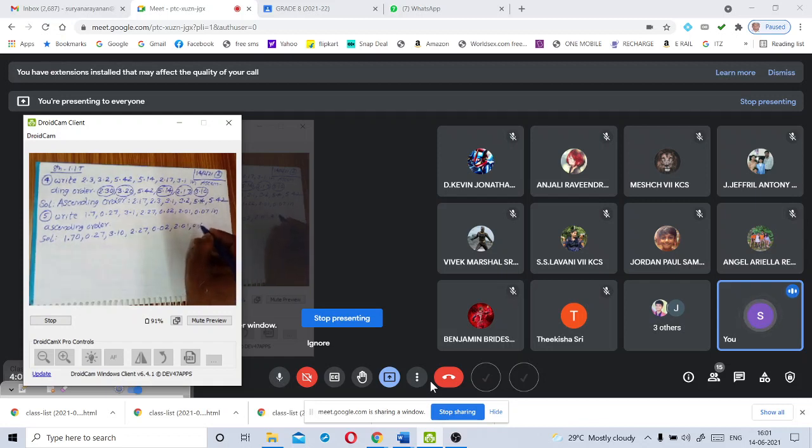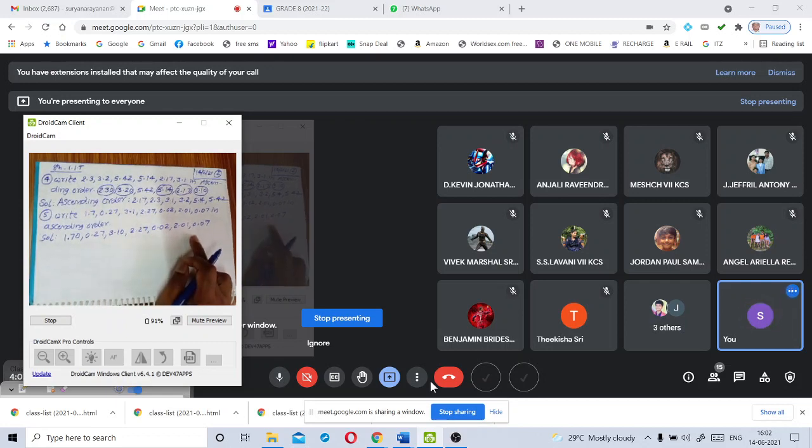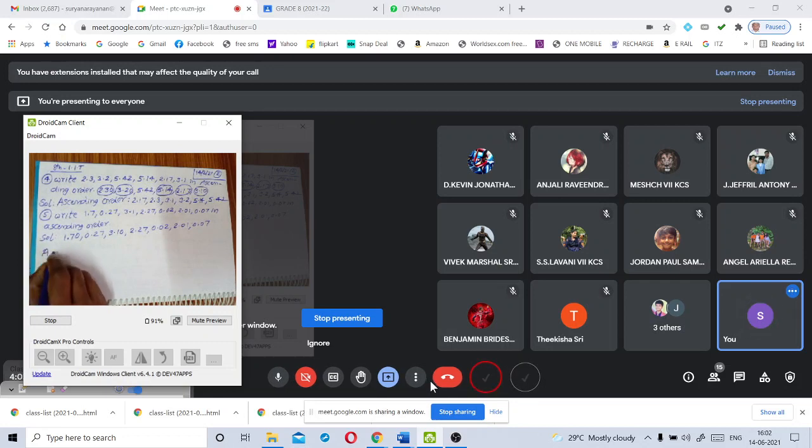Here 0.07. Just for our convenience, we wrote the given decimal numbers with two decimal places. Wherever only one decimal place is there, we added 0 at the right end of that decimal number. Okay, my children. Now, ascending order.